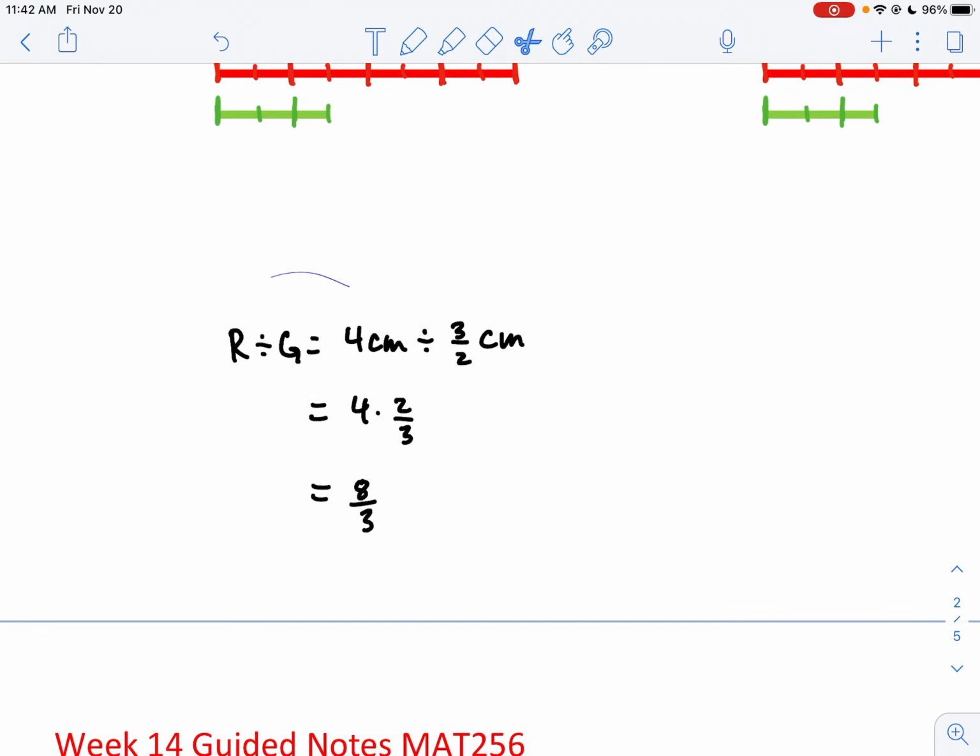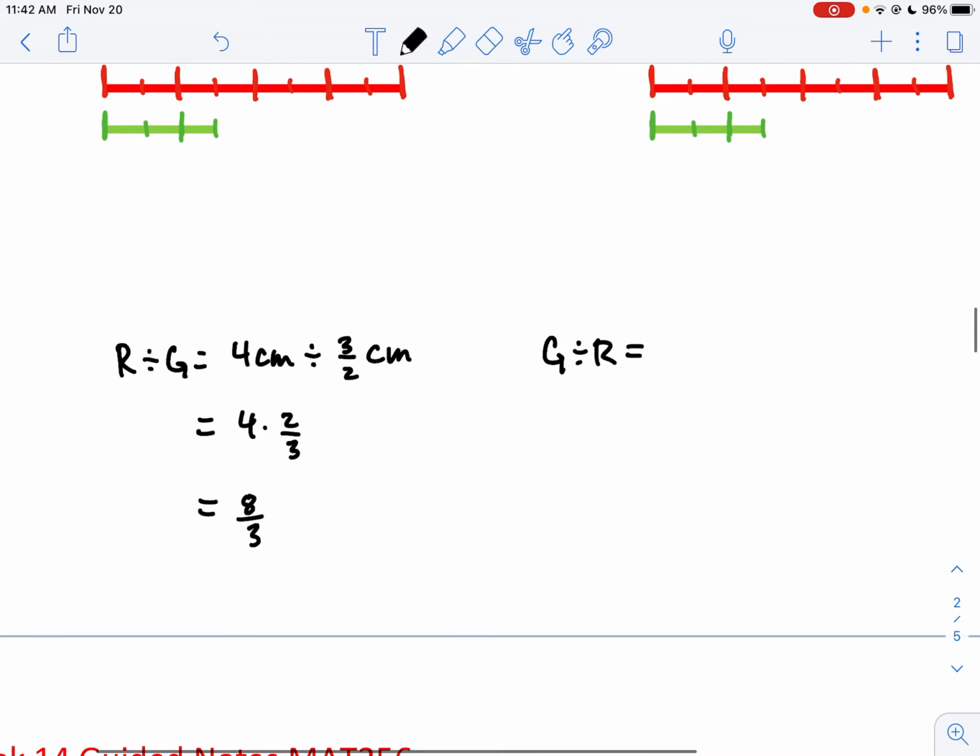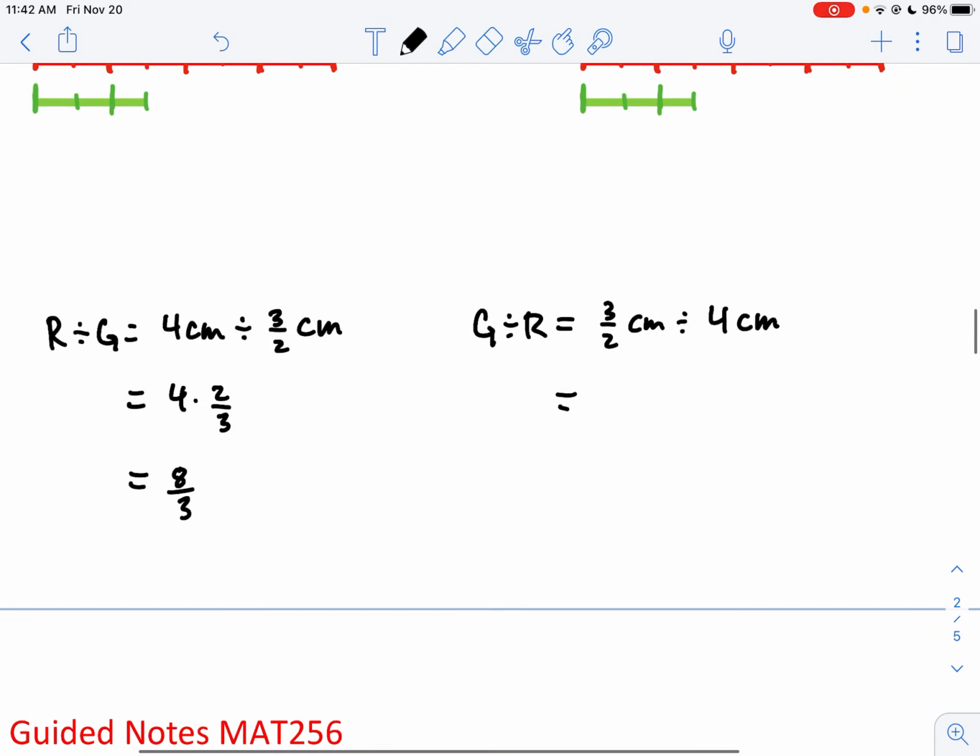If I do the other division, oops, let's do G divided by R. That's going to be 3/2 centimeters divided by 4 centimeters. Again, the centimeters will not matter. Get a unitless scale factor here. This is just 3/2 divided by 4, but to divide by 4, you multiply by its reciprocal. And now we can just multiply across using our shortcuts and get 3/8.